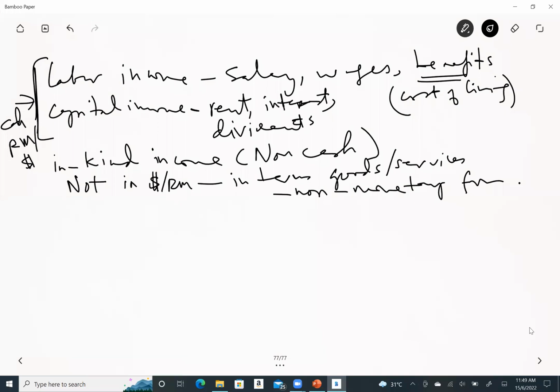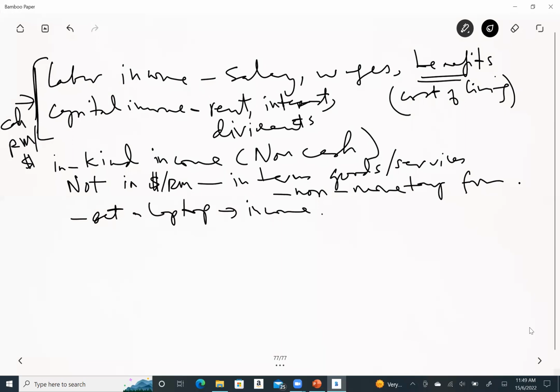Laptop. You are given a laptop. So you get a laptop. Now, that is not in terms of money, that is in terms of goods. So that is considered what? Under this definition, that is considered income.